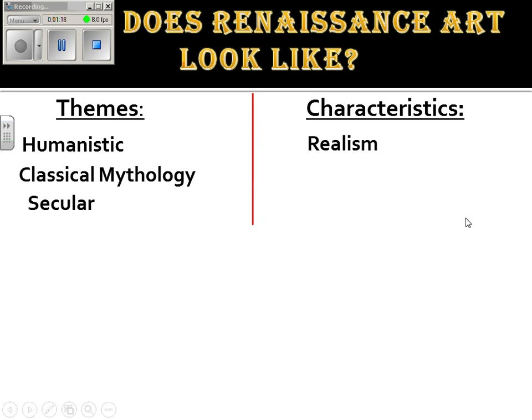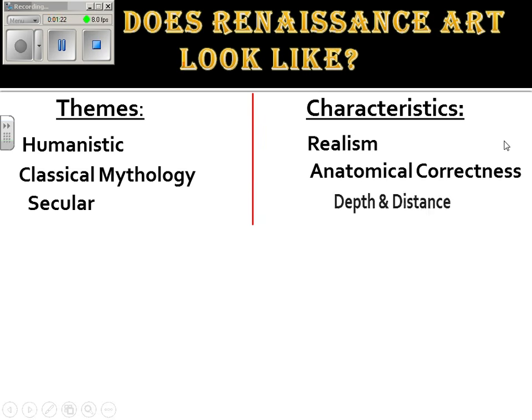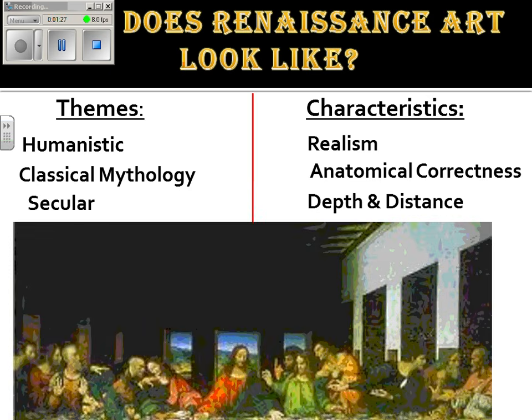What are the characteristics? Well, they're realistic, there's anatomical correctness, and there's the appropriate depth and distance. So realism is this idea that the paintings look real. It's the closest thing to a photograph that can be taken. And during the Middle Ages, we've seen that anatomical correctness was an issue because bodies were oftentimes portrayed as disproportionate. Well, now bodies are going to be much more proportionate as people have a greater understanding of the human body, human anatomy, and human understanding.